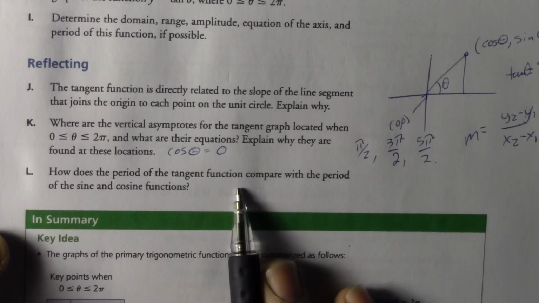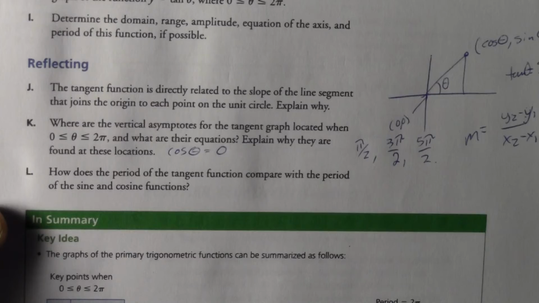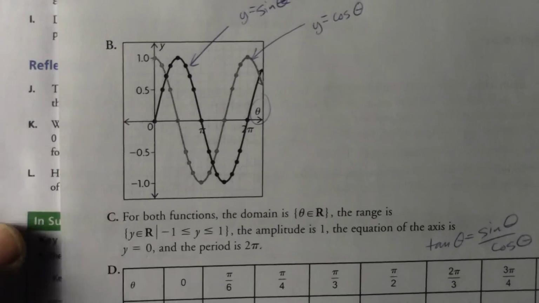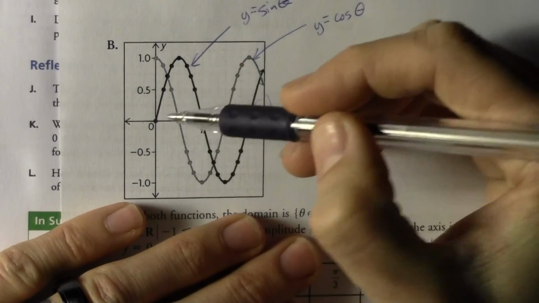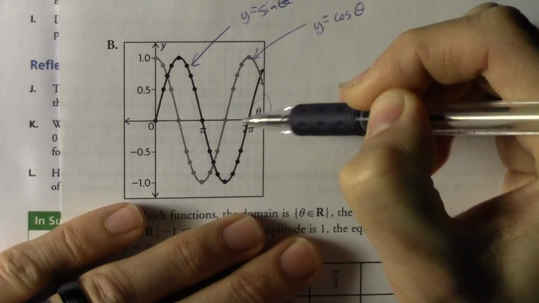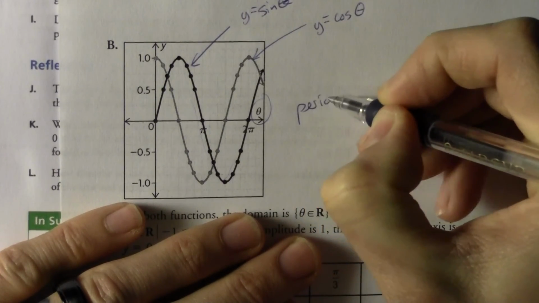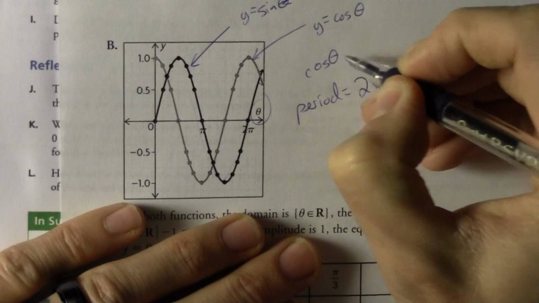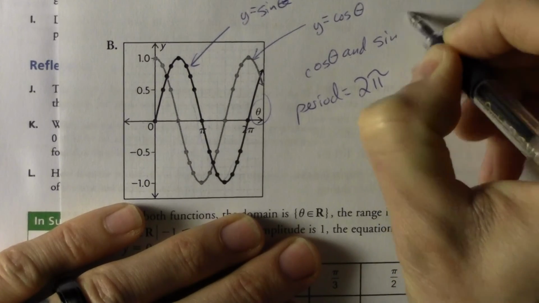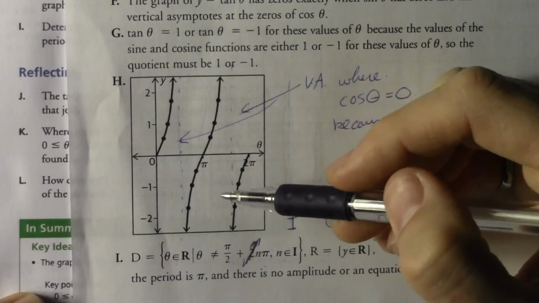How does the period of the tangent function compare with the period of the sine and the cosine functions? First of all, what is the period of the sine and the cosine functions here? 2 pi, right. Because it takes 2 pi to go through one complete revolution before we start repeating. So the period is equal to 2 pi. This is for cos and sine. What's the period for tan theta?